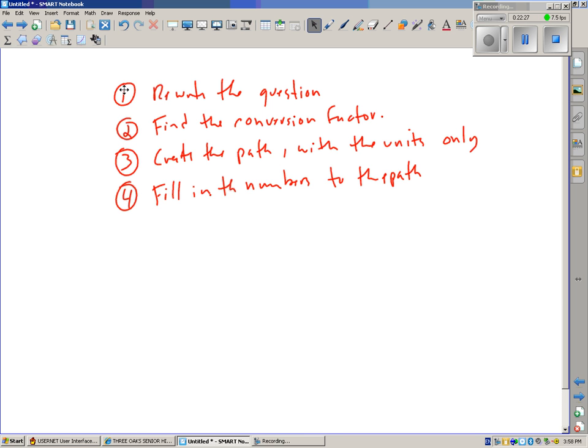Now there's another topic called sig figs, which has to do with measurement, but I don't believe you do it in math. We only do it in science because we do a lot of measurement. But that is how you do it. You rewrite the question and you start by filling in and canceling out the units that you want.